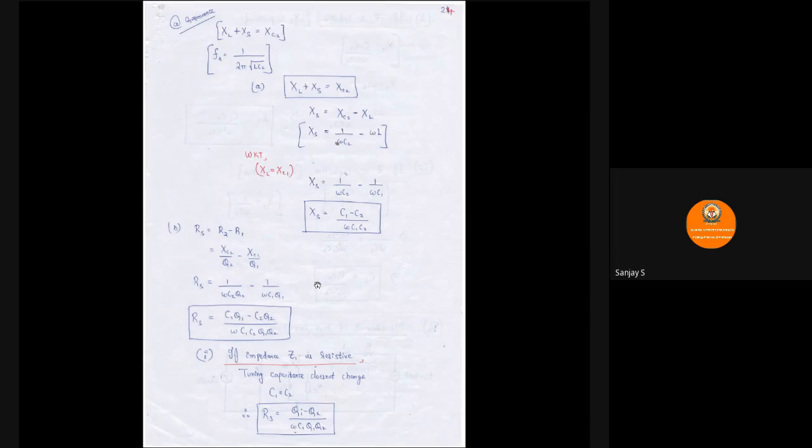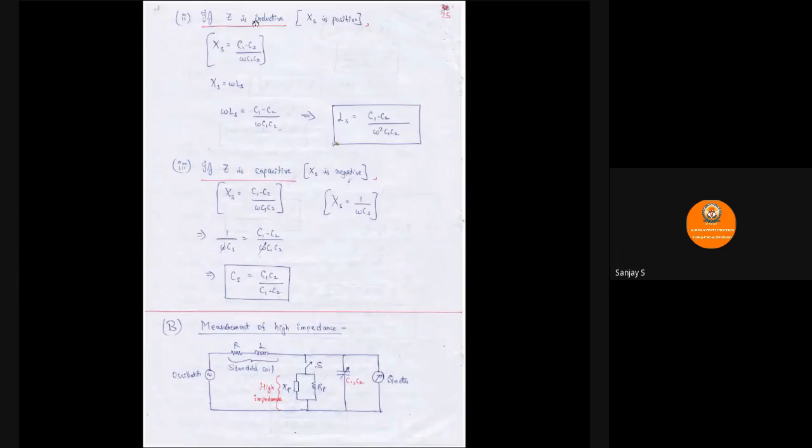If the unknown impedance whatever is being connected happens to be only resistive, then tuning capacitance will not change, because the resonance was already achieved earlier, independent of low impedance coil. Then C1 will be equal to C2. So RS we get as Q1 minus Q2 by omega C1 Q1 Q2.